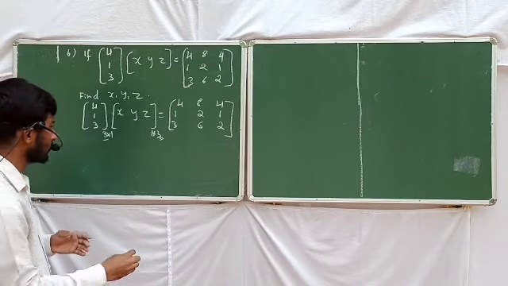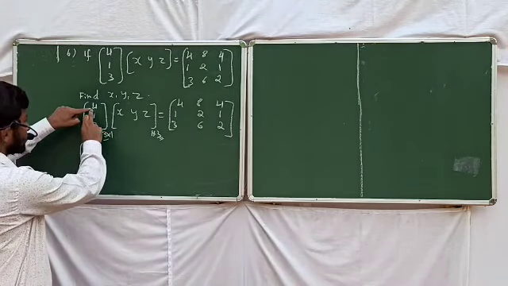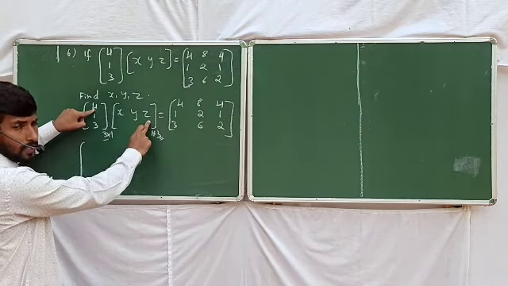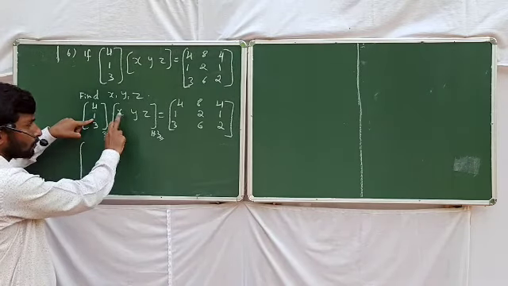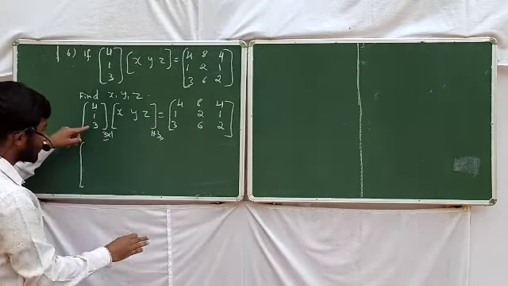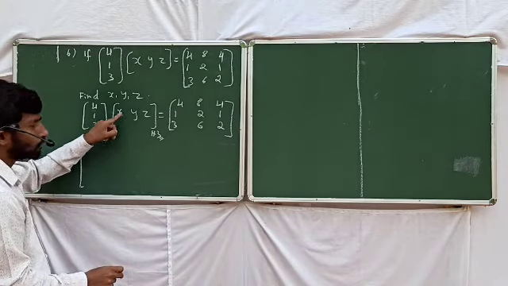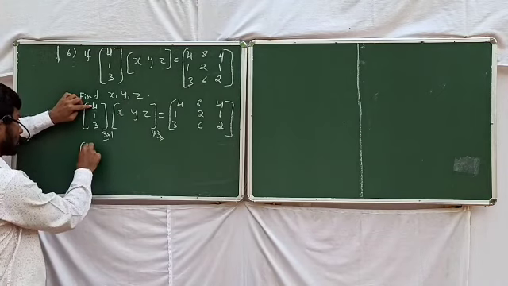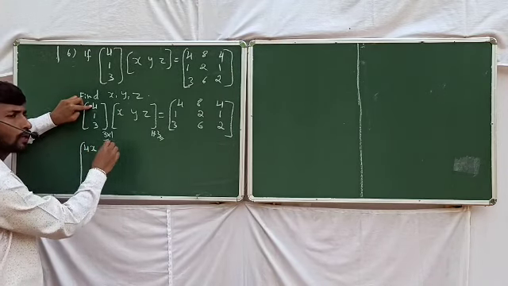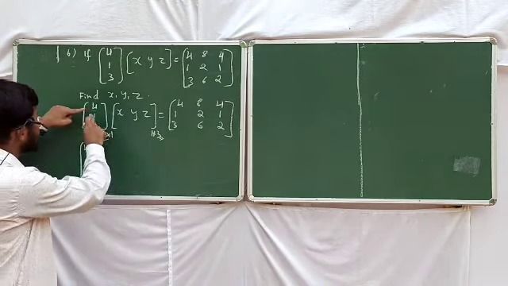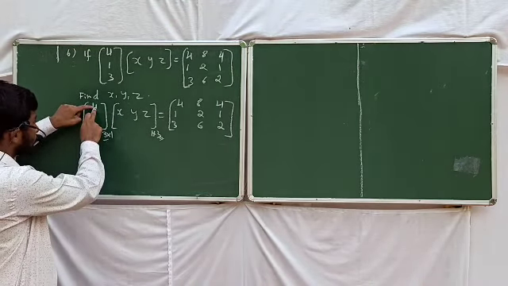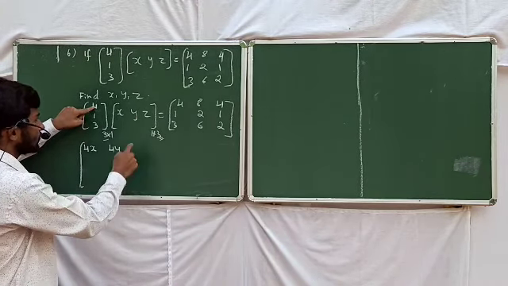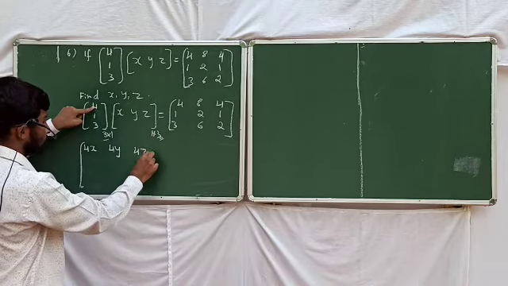Now multiply. Here see, first row into column 1, column 2, column 3. Second row into column 1, column 2, column 3. Similarly, third row into column 1, column 2, column 3. Now see, 4 into x, it's equal to 4x. No need to put a plus sign. Why? Here only one element is there. Then row 1 into column 2, 4 into y, 4y. Next 4 into z, it's equal to 4z.